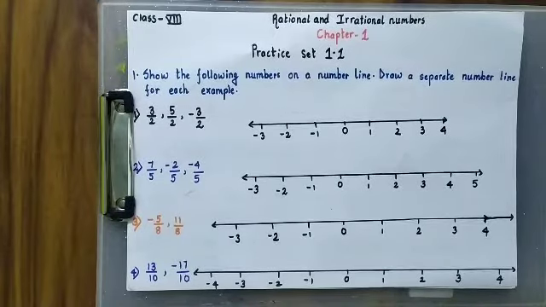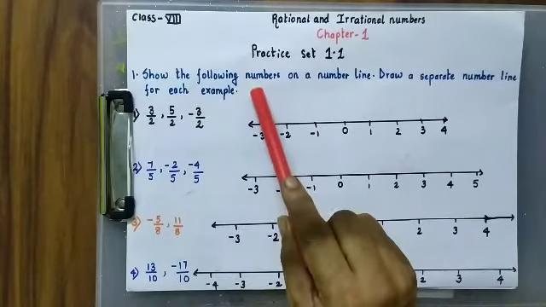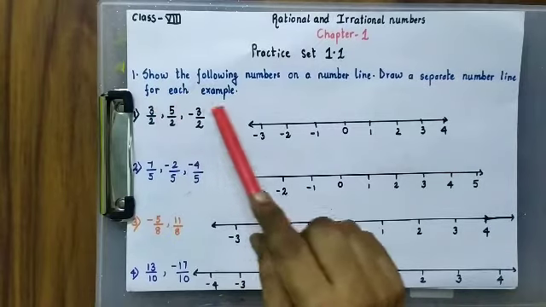Now we are going to solve practice set 1.1 of rational and irrational numbers. This is the first chapter of standard 8 Maharashtra State Board. We are going to solve the whole exercise in detail. Let's see the first question. Show the following numbers on number line. Draw a separate number line for each example.